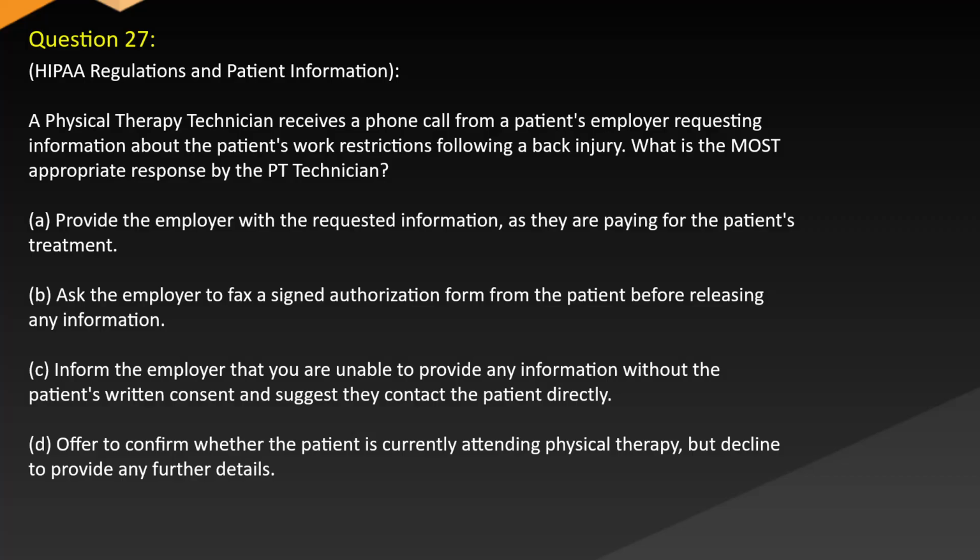A. Provide the employer with the requested information as they are paying for the patient's treatment. B. Ask the employer to fax a signed authorization form from the patient before releasing any information. C. Inform the employer that you are unable to provide any information without the patient's written consent and suggest they contact the patient directly. D. Offer to confirm whether the patient is currently attending physical therapy but decline to provide further details.